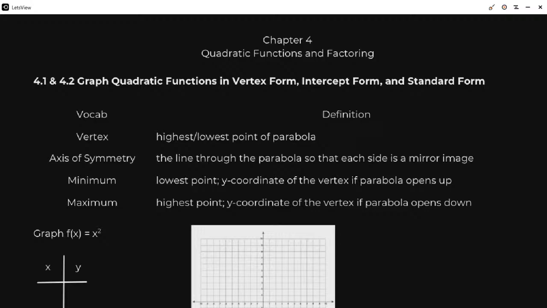Okay, so today I'll be going over quadratic functions and factoring. I'm going to combine 4.1 and 4.2, so that'll be graphing quadratics in vertex form, intercept form, and standard form.